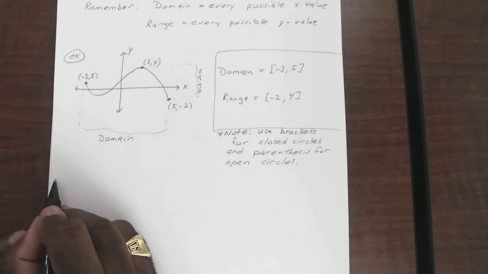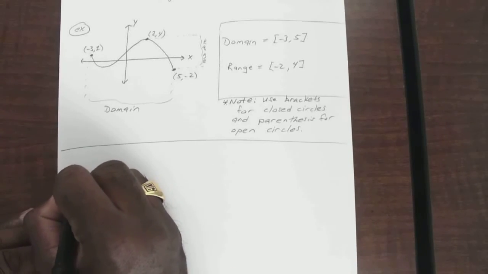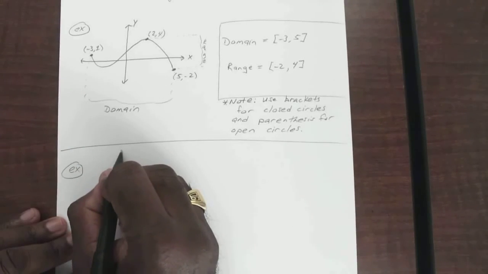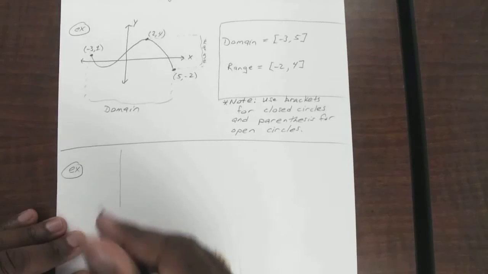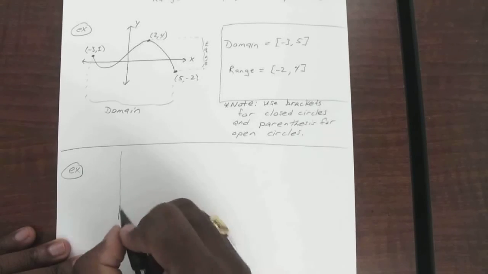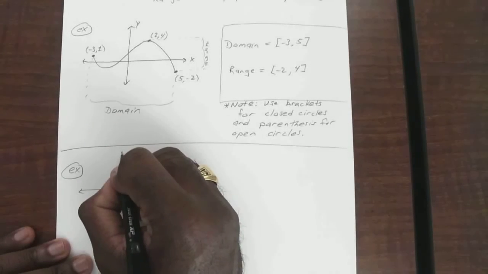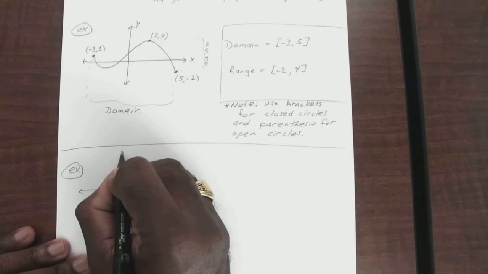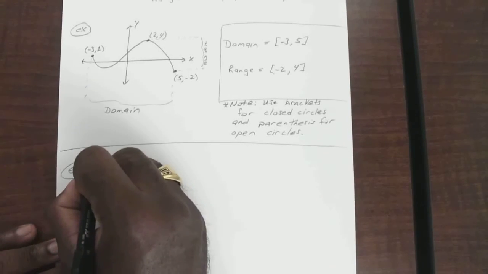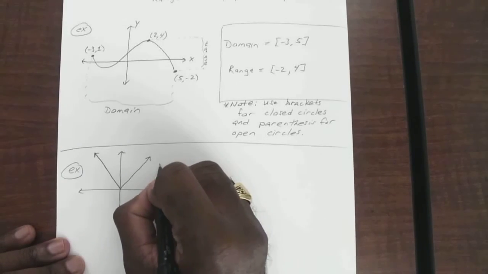All right, so let's say if we have an example here. Oops. Really? There we go. Okay, so let's say we have the graph, absolute value of x.